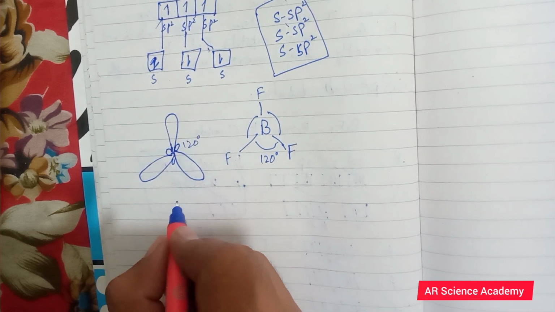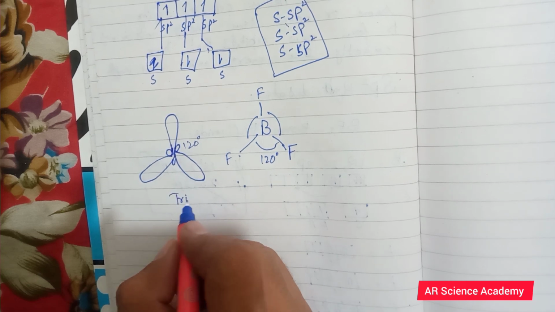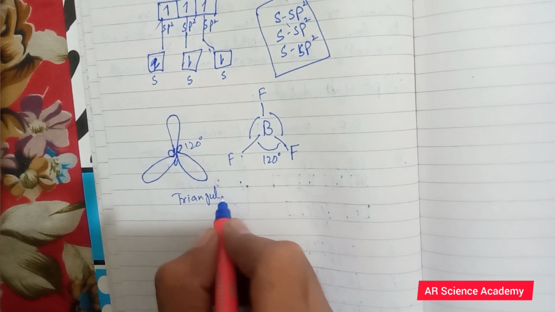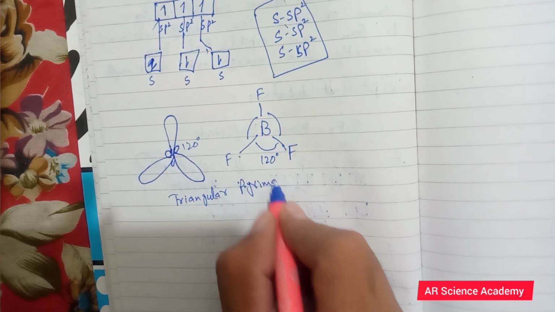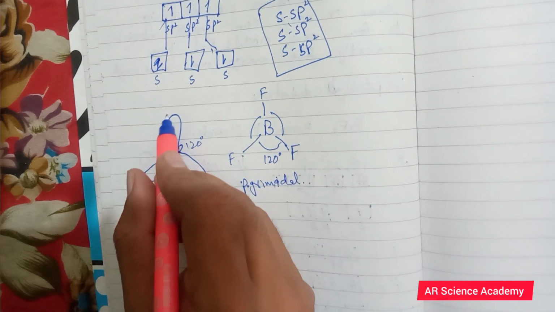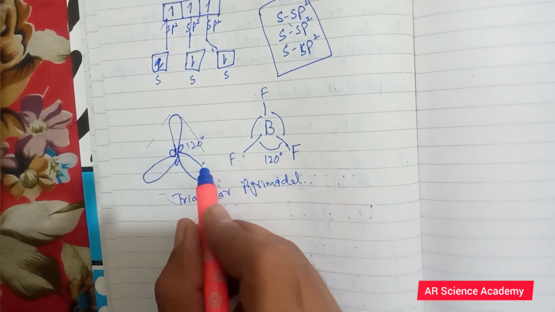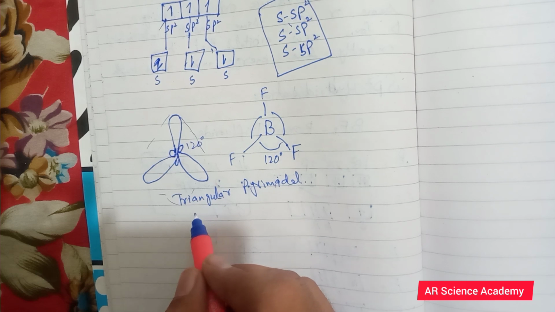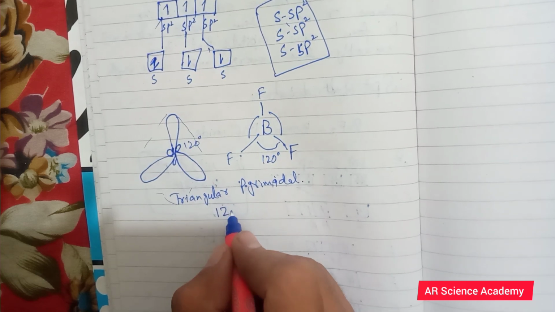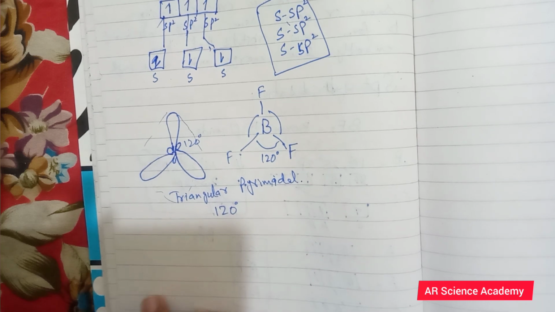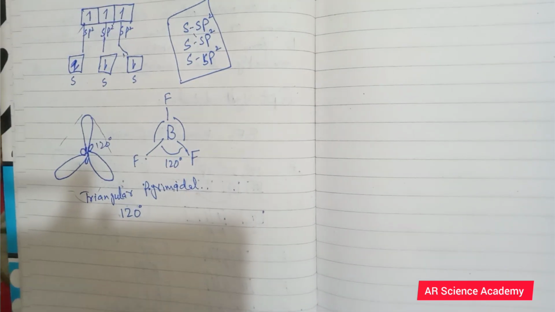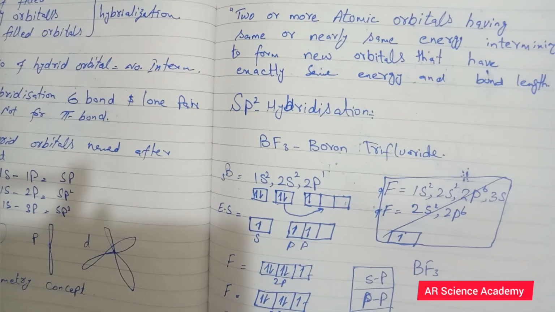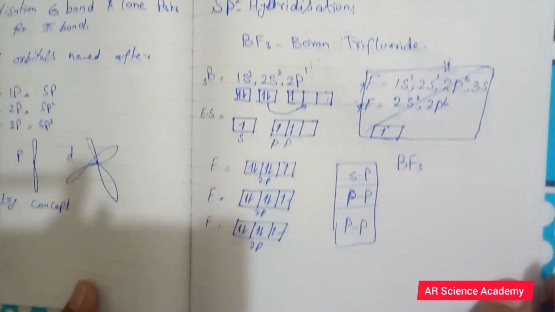So this geometry of boron is called triangular pyramidal, because the bonds make a pyramid like this. That's why this geometry is called triangular pyramidal. The angle between each bond is 120 degrees. So every molecule having sp2 hybridization has triangular pyramidal geometry and an angle between each bond of 120 degrees. So these are the concepts of sp2 hybridization. If you have any questions, you can ask in the comment section.